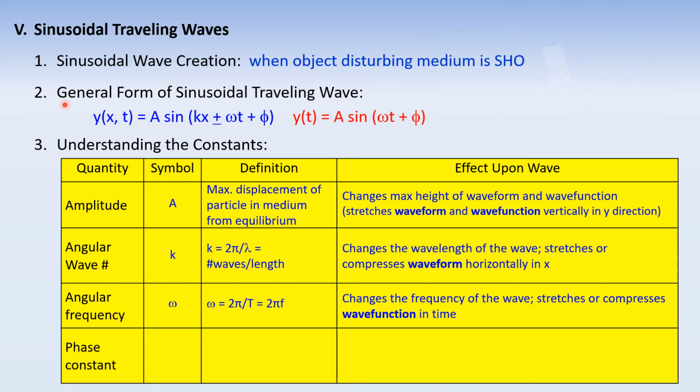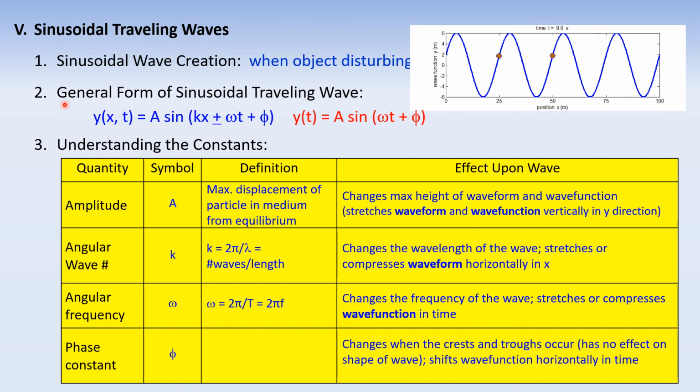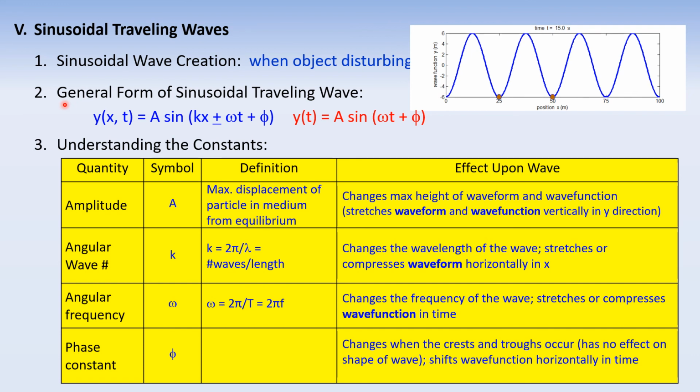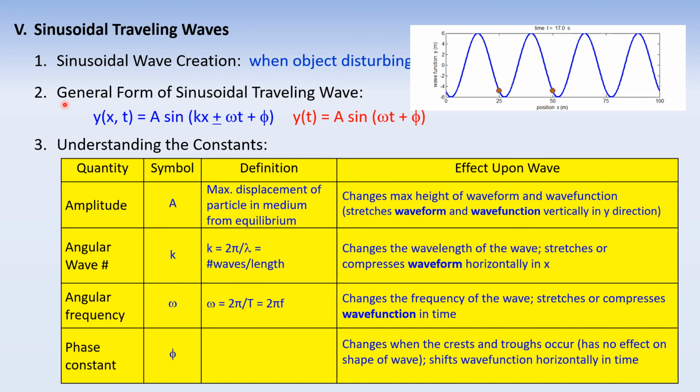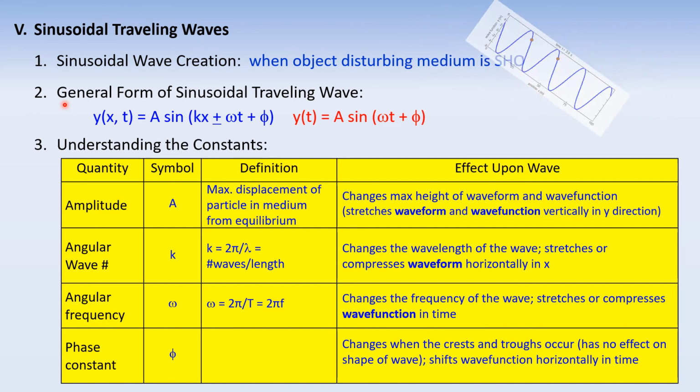Finally, the phase constant, phi. What effect does that have on the wave? That changes when the crests and the troughs occur. It has absolutely no effect on the shape of the wave. It simply shifts the wave function horizontally in time. It tells you that the y position of the wave at time 0 may be different, but it has no effect on the shape of the wave.